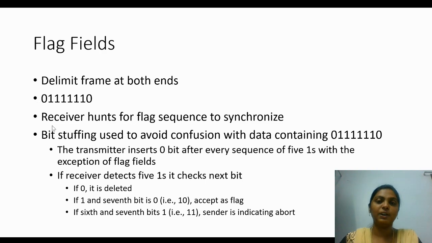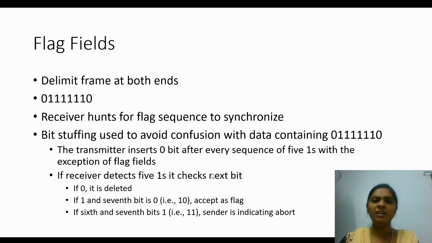To avoid the confusion between the data and the flag bit, a padding process will happen, and this process is called bit stuffing. If the actual data contains five consecutive ones, then after the fifth one, a zero will be added. This is called the bit stuffing process. And at the receiver side, this will be checked continuously.